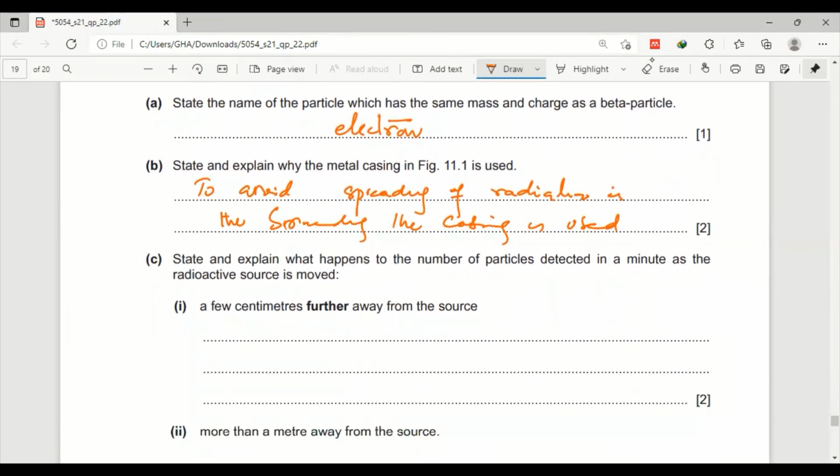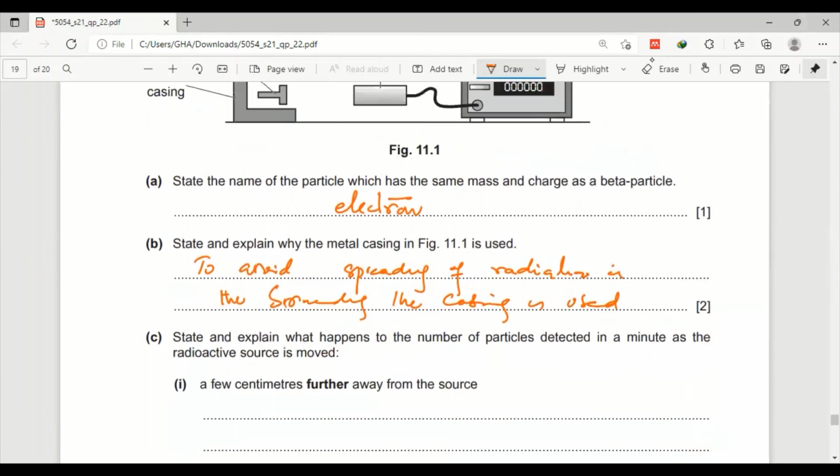Next, state and explain what happens to the number of the particles detected in a minute as the radioactive source is moved a few centimeters further away from the source. Definitely, the beta particles reaching the GM tube will decrease.